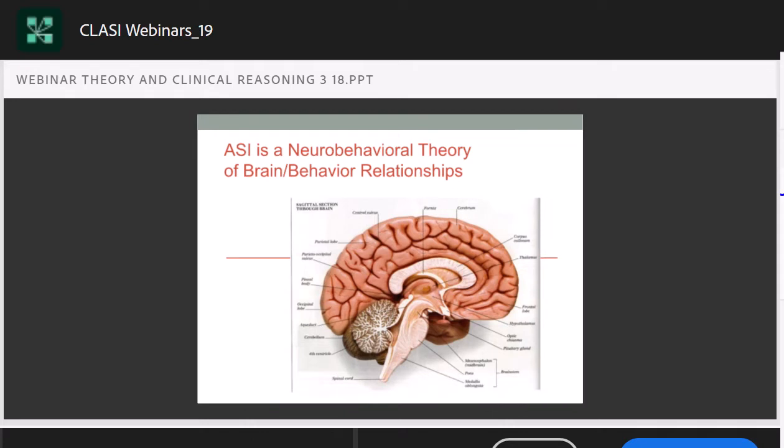Ayres describes sensory integration theory as a neurobehavioral theory of brain-behavior relationships. This is at the core of the theoretical constructs: the way that the central nervous system processes sensory information contributes to the way people behave, what they do, what they think, their preferences, their sensory preferences in life. And so in order to understand sensory integration theory well, we have to have a certain level of understanding of neuroscience.